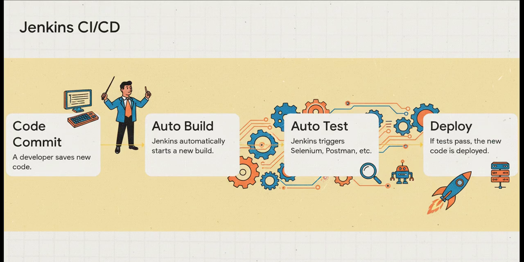This is where a tool like Jenkins comes in. You can think of it as the conductor of the orchestra. A developer commits some new code, and Jenkins just automatically kicks off the whole process. It builds the software, it runs all of our tests, the Selenium tests, the Postman tests, all of them. And if everything passes, it deploys the new version. This whole automated workflow is the heart of what we call CI/CD, or continuous integration and delivery.